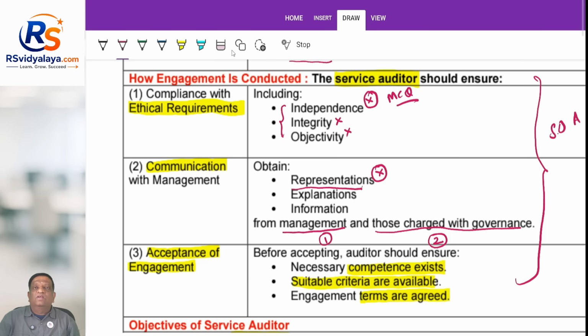But one technical question: when you say management, which management? Now, is it the service organization's management or the user entity management? Both the ones we are talking of service organization. Because he is an auditor doing the review of controls at the service organization, he would be getting all this from the service organization.